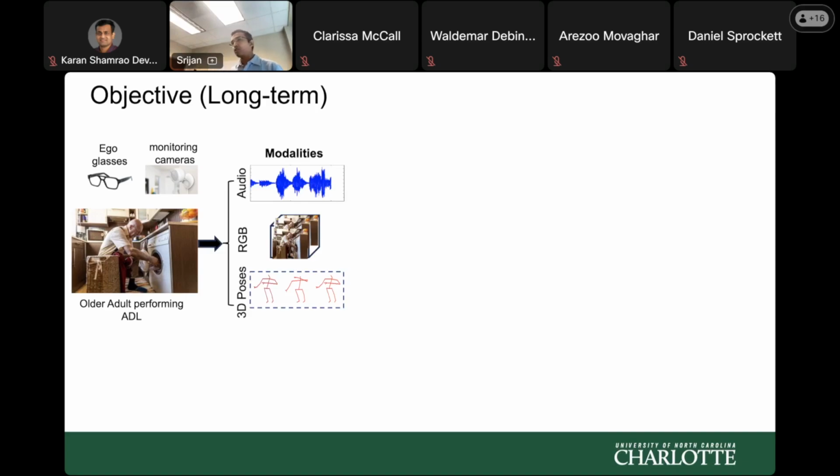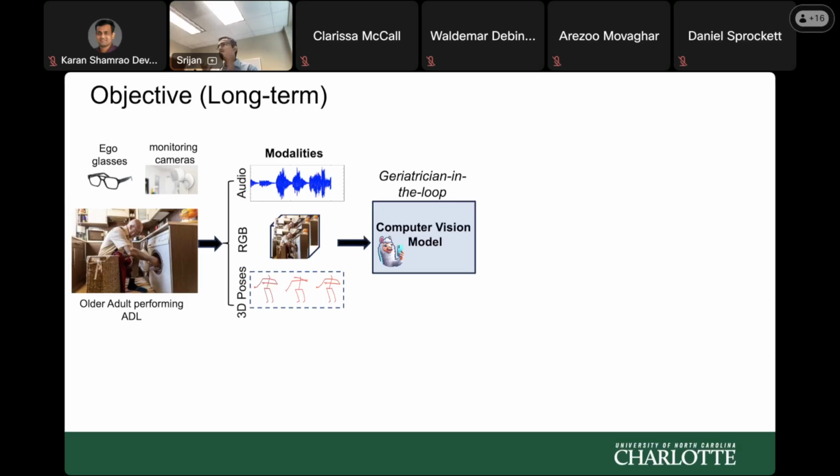and make sure that you are being aided when you need some medical help. So we want to capture all the modalities using these multiple sensors, and all this data is going to be fed into a computer vision model, which is developed keeping a geriatrician in the loop, because we need expert comments while designing these kinds of models. And once we have a model, we can get a language-based world state history. I will come to that, what it is.